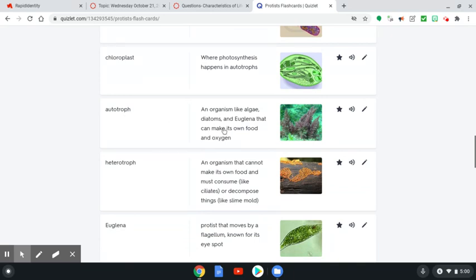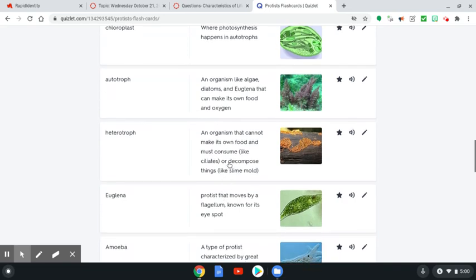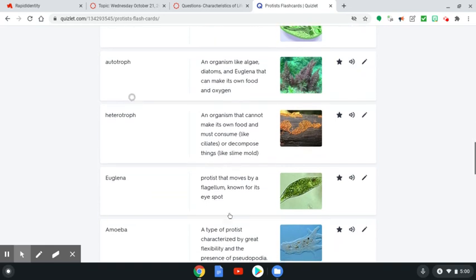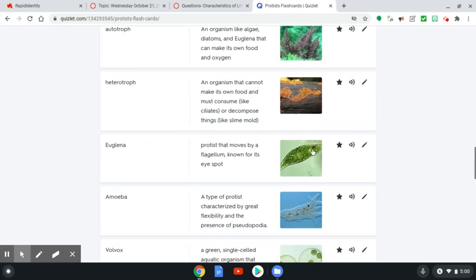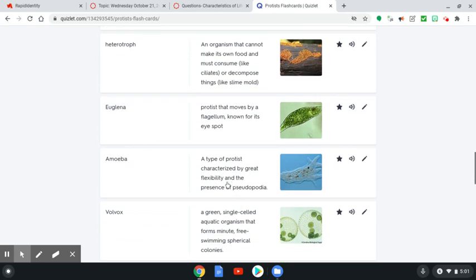An autotroph is an organism like algae, diatoms, and euglena that can make their own food and oxygen. A heterotroph is an organism that cannot make its own food and must consume, like ciliates, or decompose things, like slime mold. Euglena is a protist that moves by flagellum and is known for its eye spot. Here is its eye spot, and an eye spot can help detect light. An amoeba is a type of protist characterized by great flexibility in the presence of pseudopodia. That just means more than one pseudopod.